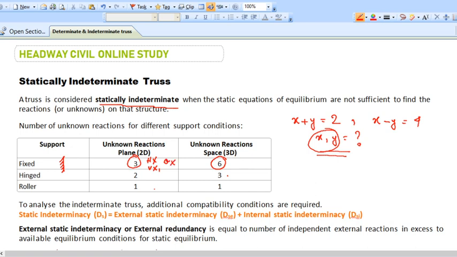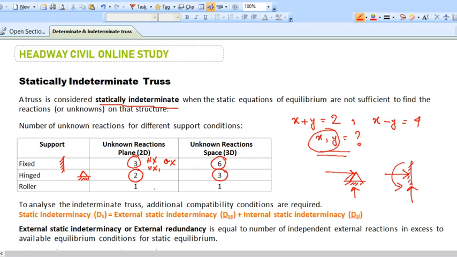For the hinge support, which we generally note like this, there are 2 unknown reactions in 2D and 3 unknown reactions in 3D. Hinges in 2D are restrained from movement along the horizontal as well as the vertical direction. If we look at one hinge support, it will have one vertical reaction and one horizontal reaction, whereas in case of a fixed support it will have horizontal, vertical and also a moment.